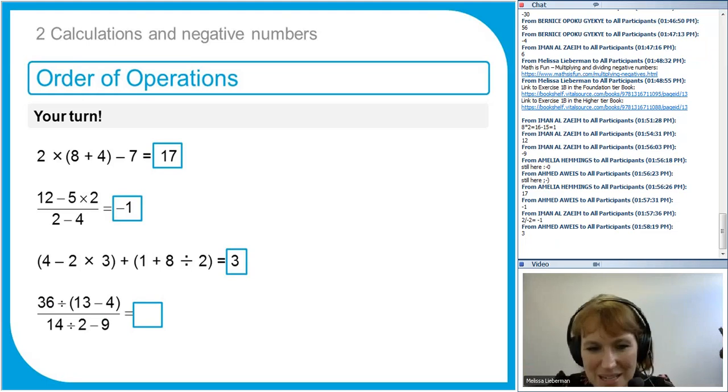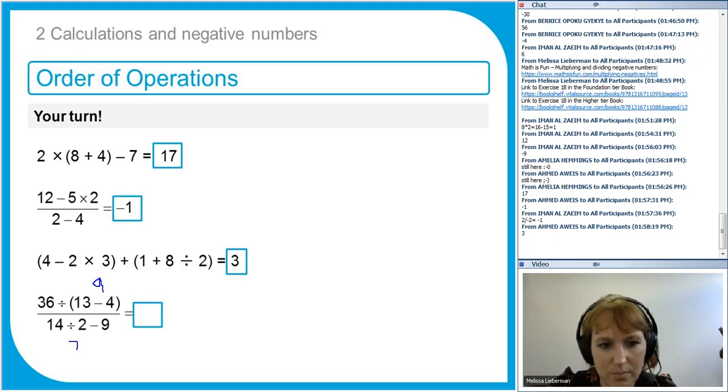36 divided by 13 minus 4. So let's work out 13 minus 4 is 9. So on the top we've got 36 divided by 9. And on the bottom, divide before you subtract. So 14 divided by 2 is 7. 7 take away 9 on the bottom.